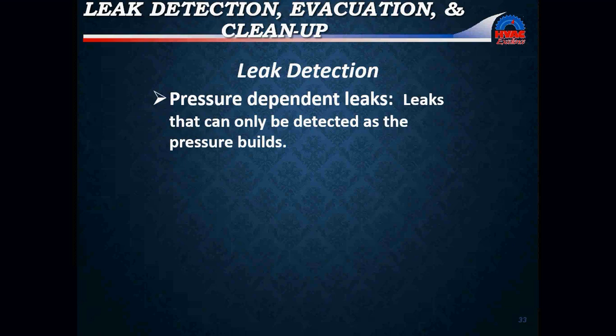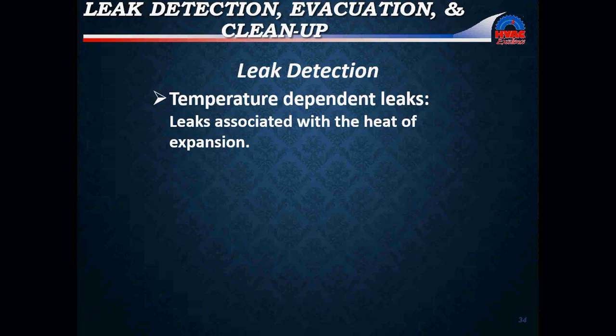Your pressure-dependent leaks, these are the leaks that can only be detected as pressure builds up inside the refrigeration system. Nitrogen is used to pressurize the low side of a system to 150 psi, and the high side to about 450 psi. Now, when it comes to leak detection, we want to use nitrogen. We never want to use oxygen. A pressure-dependent leak test should be performed if no leaks are discovered in the standing leak test. That's really, really important to know.